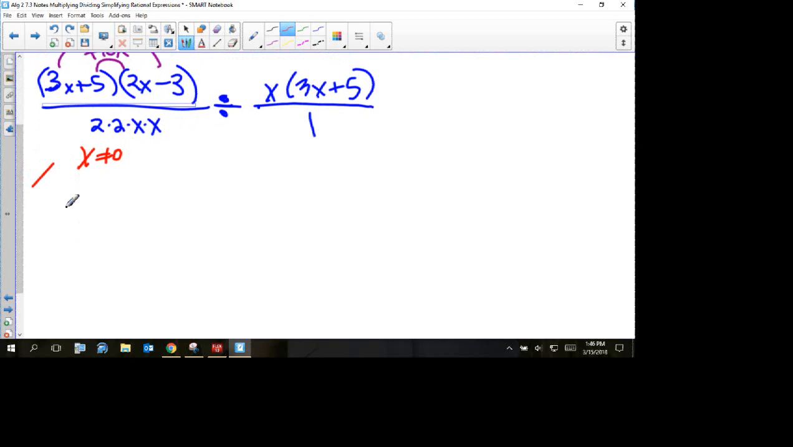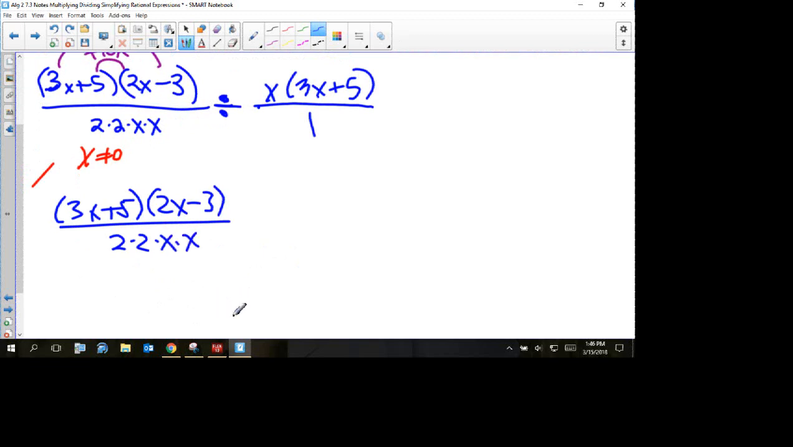Now we can change it to multiplication. So we'll still write the same 3x plus 5 times 2x minus 3 over 4x squared. And you don't have to factor 4x squared, by the way. I'm just doing it for those of us that have trouble seeing how these things cancel. You could leave it as 4x squared.